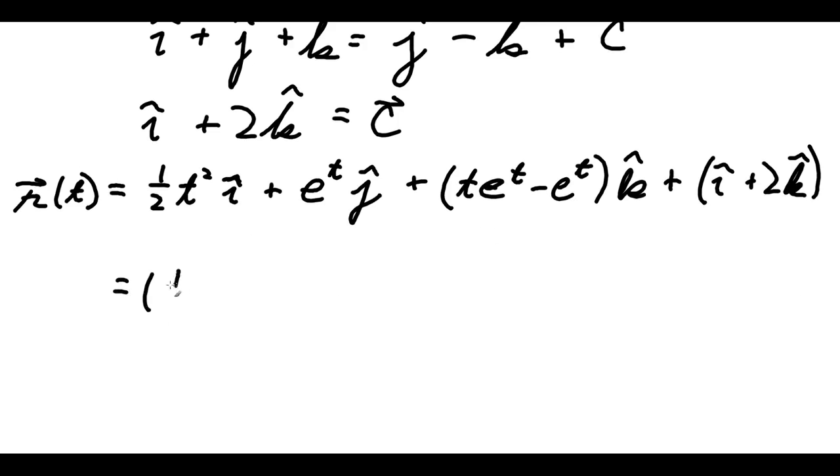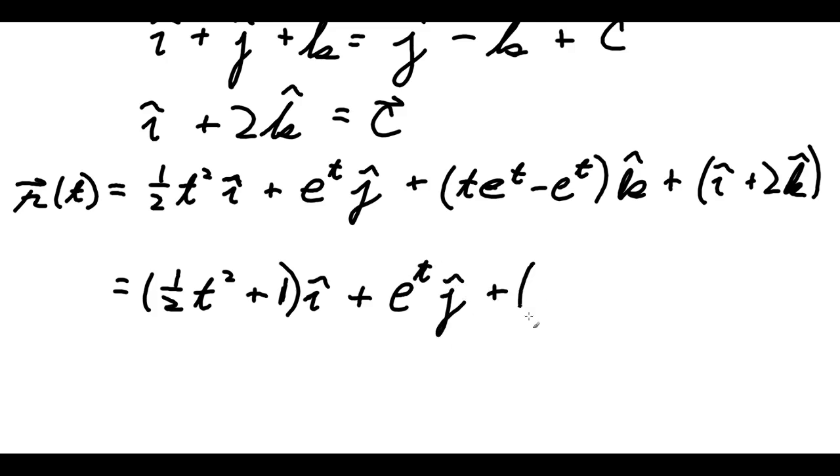That means we have 1/2 t squared plus 1 i, plus, there are no other j's, there's only this first one, so we have e to the t j, plus, and collecting the k's together, we have t e to the t minus e to the t plus 2 k. And there we go. That is the particular antiderivative that we're looking for, the original function r of t.